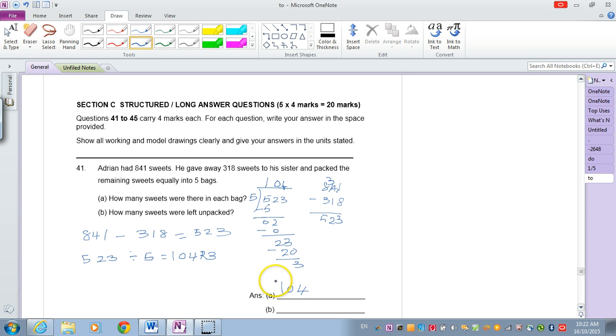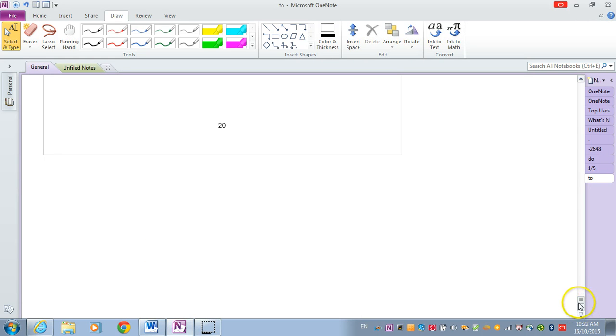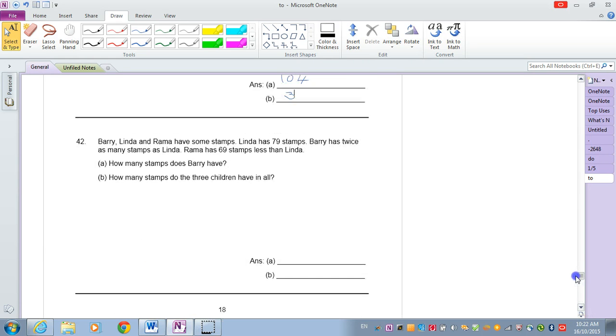How many sweets were left unpacked? That will be your 3 sweets. The remainder actually tells you that these are the sweets that are not enough to put into a bag. So I will have 3 sweets left unpacked. Alright, now let's move on to question number 42.